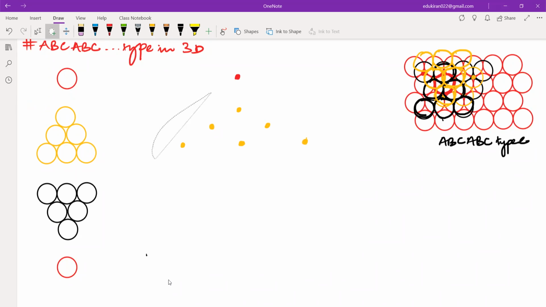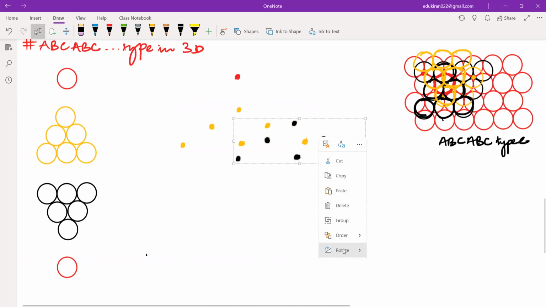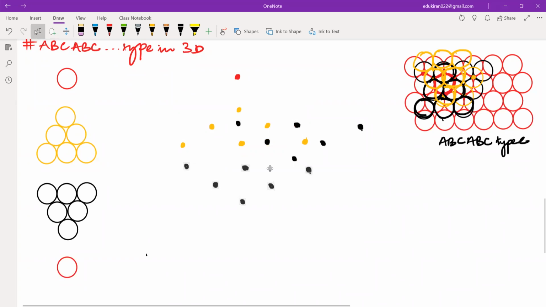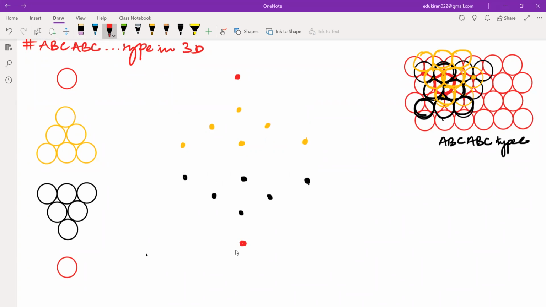So what I will do, I will just take these points and make it black and then flip them vertically. So these are the black atoms. Right, guys? Same manner, we have one black atom, then two black atoms, then three black atoms, and after that we have a red atom here.